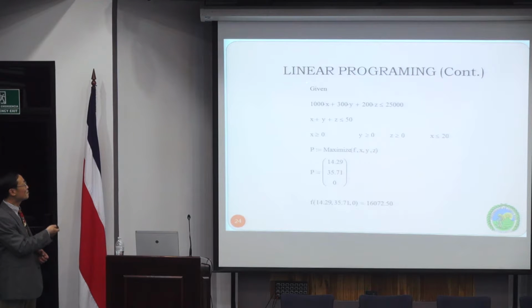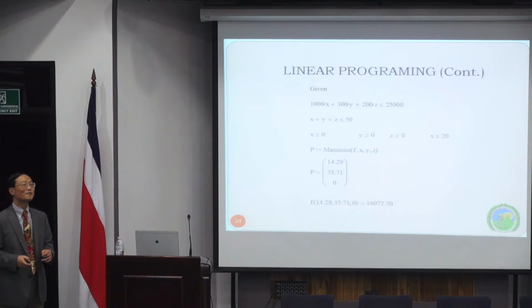So basically there are boundary conditions. The boundary condition is that x, y, and z added together cannot exceed 50, because he has only 50 acres. And also the total water consumption: x needs 1,000, y needs 300, and z only needs 200. If you have these all together, that is how much water it will consume, and it cannot exceed the limit. So once you have the two boundary conditions, you just put them into linear programming.